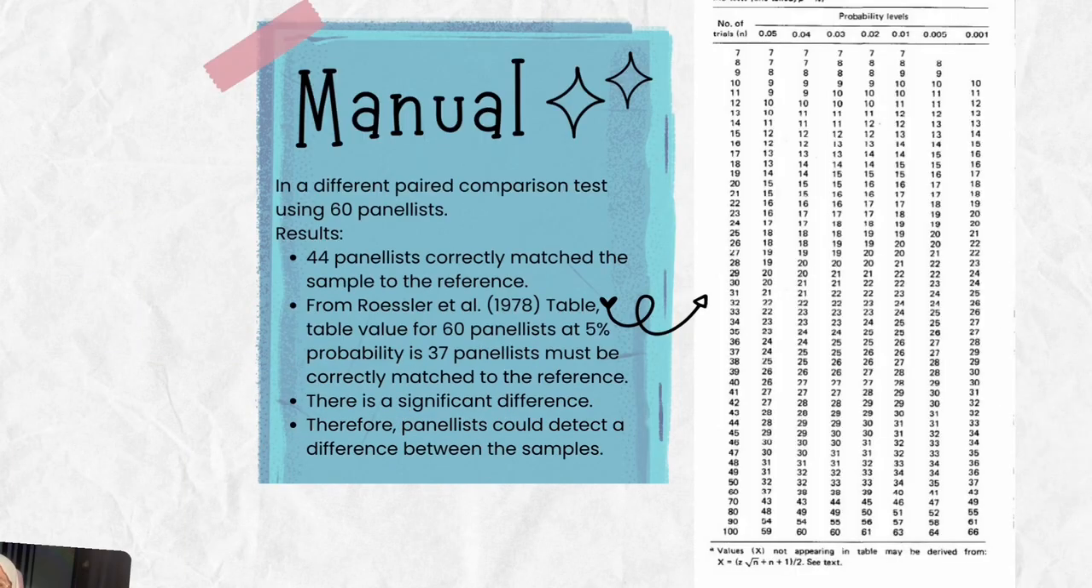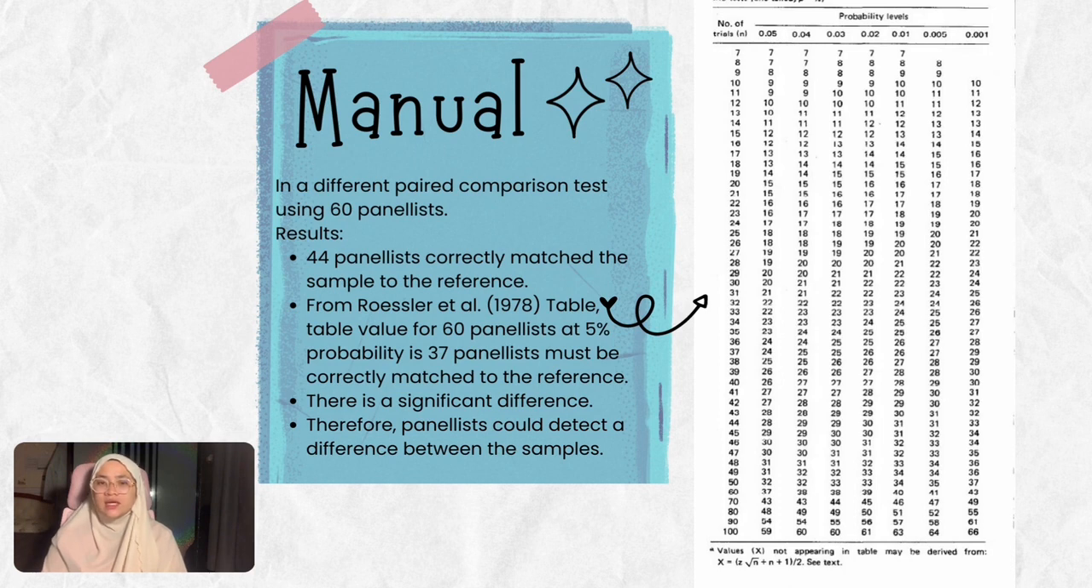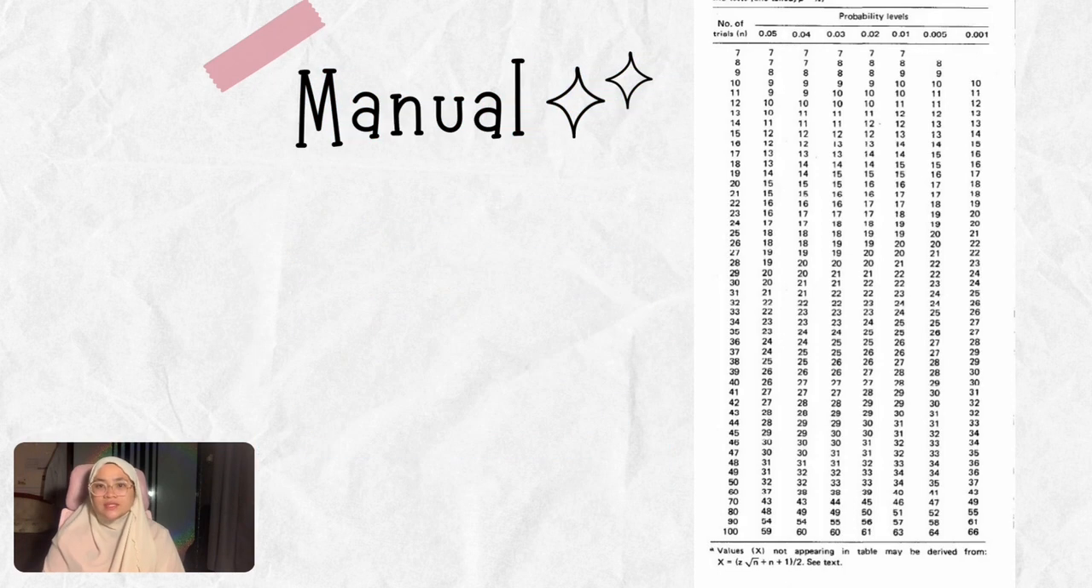For the different pack comparison test, we are using 60 panelists. The results obtained are 44 panelists correctly matched the sample to the reference. Next, from the table value for 60 panelists at 5% probability, 37 panelists must be correctly matched to the reference. Thus, there is a significant difference. Therefore, panelists could detect a difference between the samples.